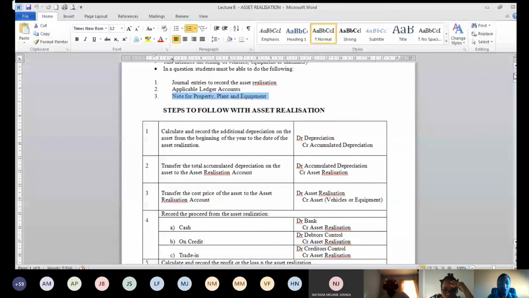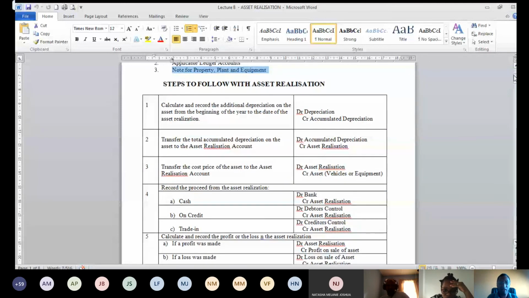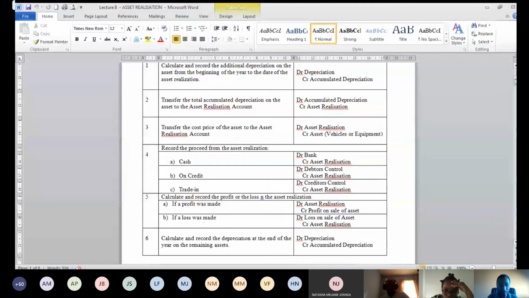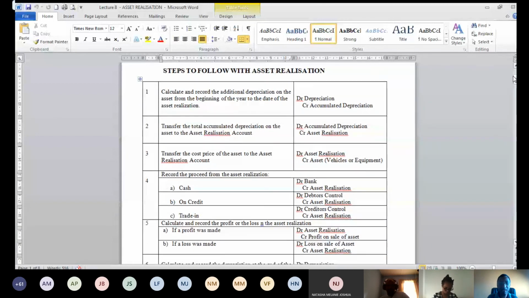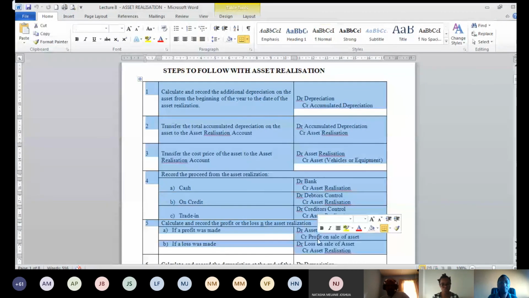On page 1 of your notes, guys, I've got a table there where I have the steps to follow with asset realization. And there are basically 5 steps with asset realization. On the table that you see there, I have indicated 6 steps, but step number 6 is only going to happen at the end of the financial year. We are just working with the steps for asset realization, and there are 5 steps involved here.